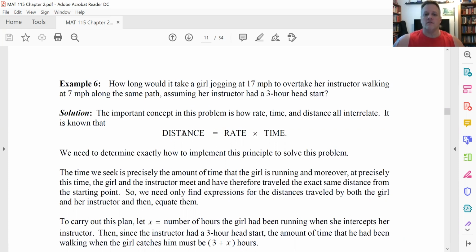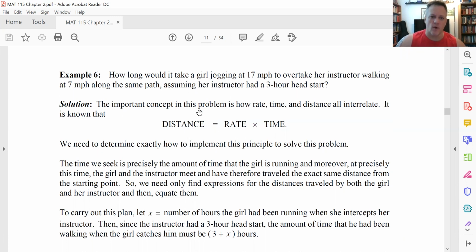What students often overlook is that you can rearrange these terms. I can divide both sides by the rate and get an expression for time in terms of distance and rate, or I can divide both sides by time and get an expression for the rate. Each of those manipulations of this formula is handy depending on what problem you're trying to solve. All right, so let's look at this one.